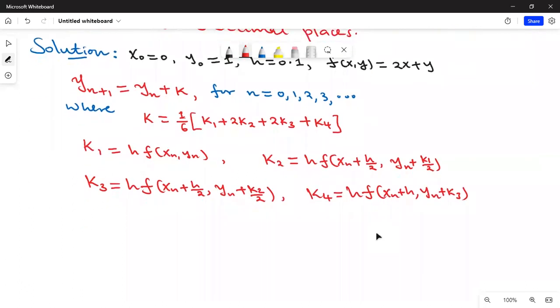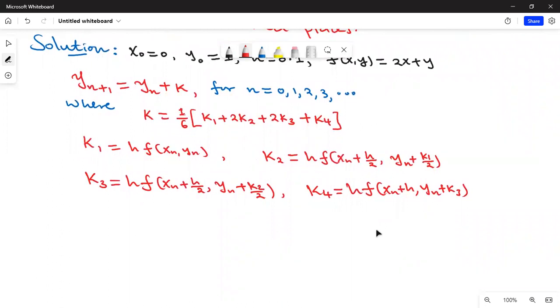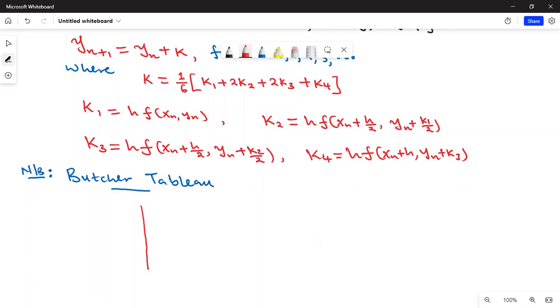This iterative formula can be represented as what we are calling a Butcher table. Let me show you how to represent this as a Butcher table. So just to take note, the Butcher table for this iterative formula is written as follows. This is how the table will look like. We have a vertical line. I'm going to tell you how to draw the table, because at times you might be given a Butcher table and you are asked to use Runge-Kutta fourth order method for that particular Butcher table.